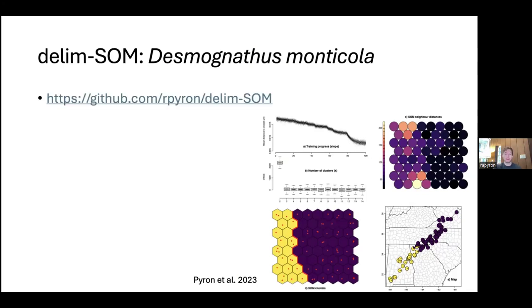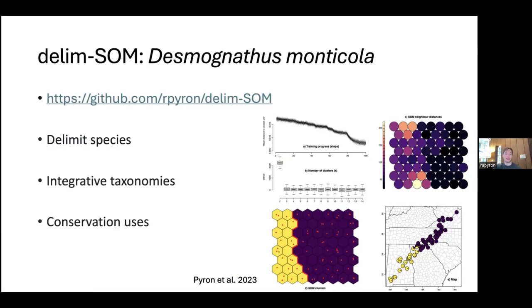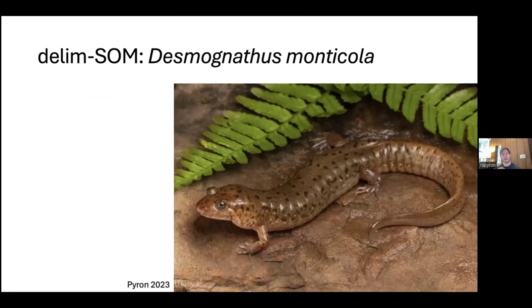They're very common here in the eastern US, and they're one of the main organisms that I work on. What this allows us to do is delimit species from a variety of different data sets, so get an integrative taxonomy. And then also at the end, I'll mention potential conservation uses. This was originally based just on genetic data before I was able to expand it to incorporate multiple axes, including traits and climatic data and spatial data. So this is Desmognathus monticola. This is the seal salamander.